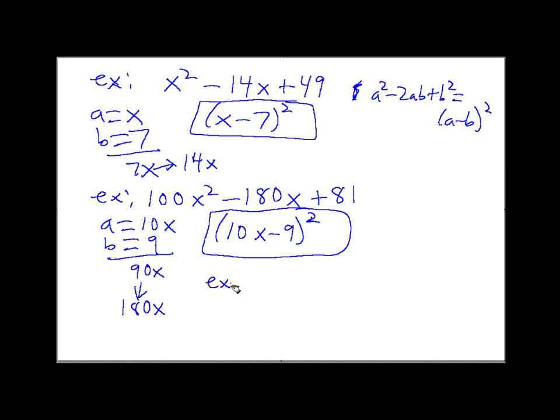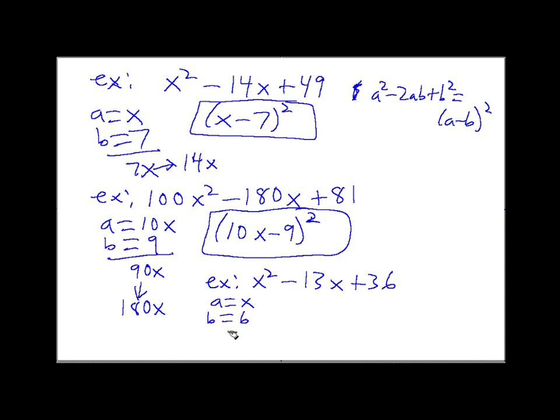All right, let's try this one. Let's look at x squared minus 13x plus 36. All right, let's look at that one. Now, is the first term a perfect square? Yes, it is. So a is equal to x, all right? Is 36 a perfect square, the last term? Yes, it is. So b is equal to what? 6, all right?